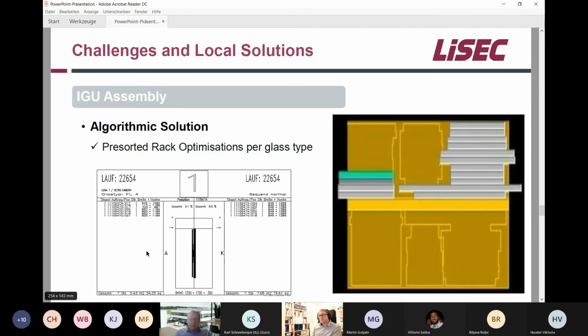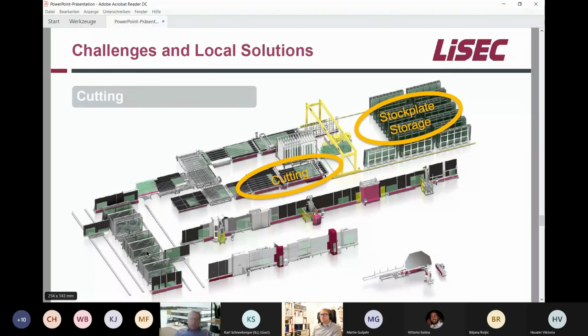So again, already at the cutting process, the final production sequence and the final delivery sequence more or less influence the way of cutting. So here we have a solution that says, okay, we make use of internal racks. We try to fill these racks per glass type, and we make sure that we build stacks that later on can be easily unloaded at the inlet of the IG line. So this brings me to the starting point of the production, which is the cutting.